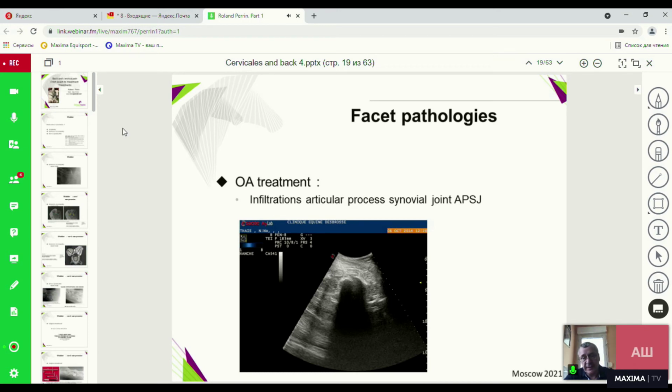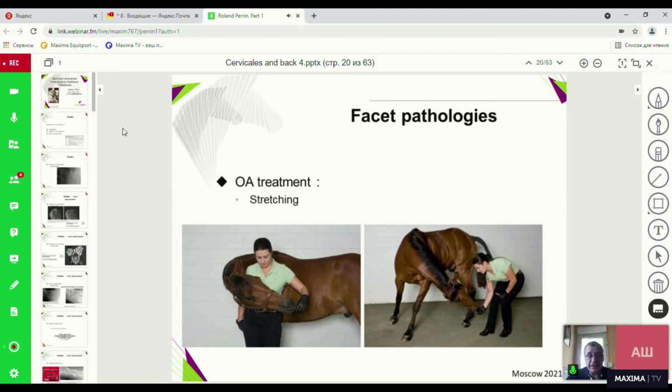And you have to see the opening of the joint and to see the needle go inside the joint, because if you stay outside the joint it is not good. You have to go inside the joint. So now I think everywhere in the world people use this technique and think it's a good technique, and we have the possibility to inject some joints. So I think it's a very good advance at the moment. About other treatments, you can use stretching of the cervical area.